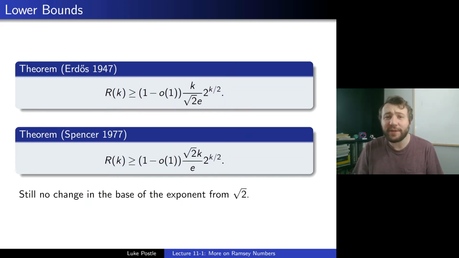And again, you'll note that there's been no change in the base of the exponent from here. It would be square root of 2. So it would be square root of 2 to the k. That would be what 2 to the k over 2 is. So we know that it's somewhere between square root of 2 to the k and 4 to the k, but we don't actually know what it is. The number exists, the limit actually exists, but we don't actually know about the base of the exponent. All right, so that's still no change in the base.